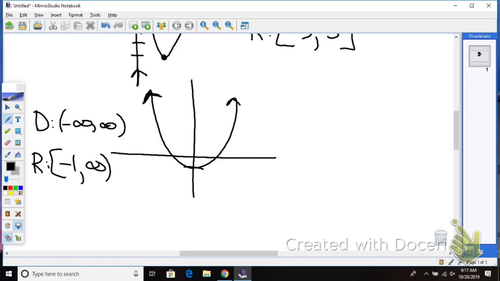Okay, so that's a little bit of the domain and range that you're going to have to look at. For some reason, domain and range is sometimes hard to wrap our head around, but I think we can do it.